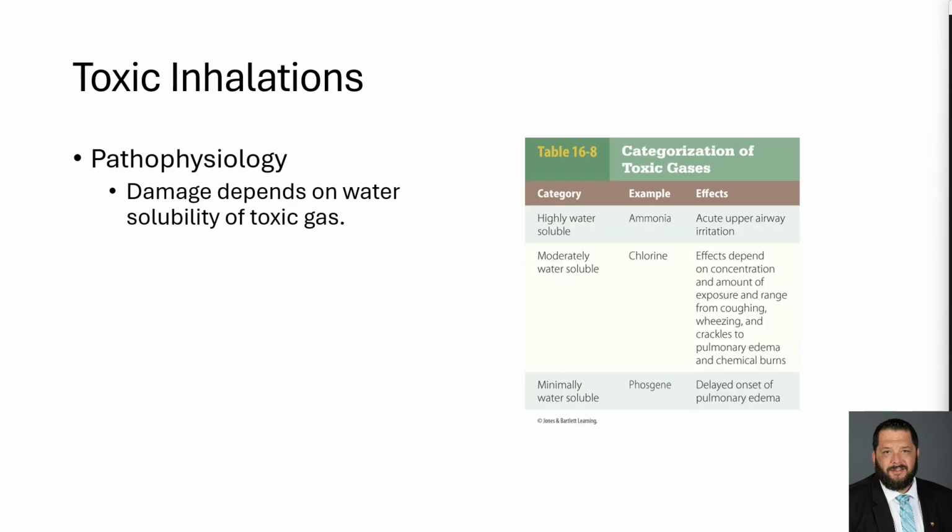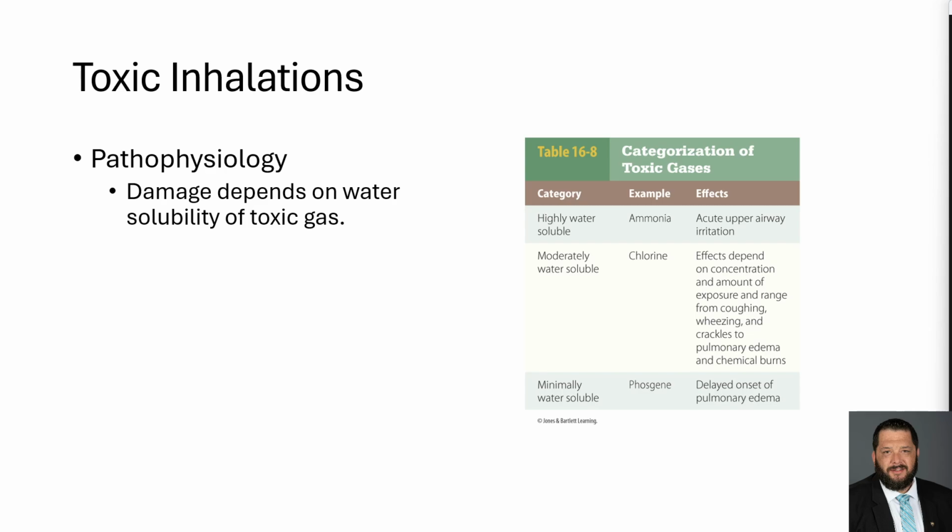Other toxic inhalants are noted here. Their acuity is generally seen or correlated with their solubility with water. As we know, the respiratory system is lined with mucus, and so things that are more water soluble will have a more significant and more lasting impact on the pulmonary tissues.